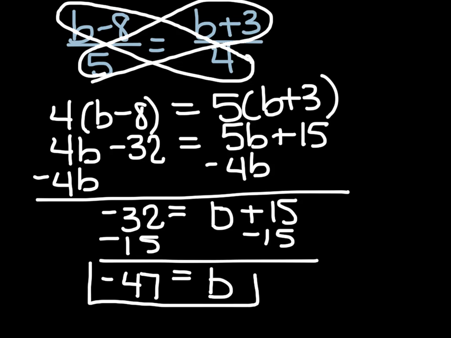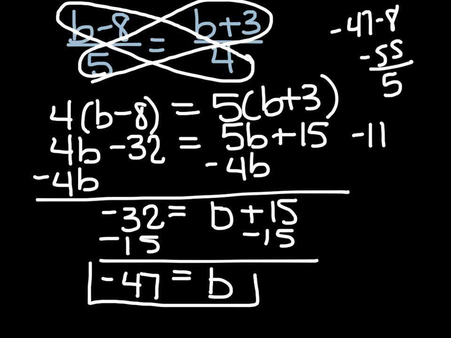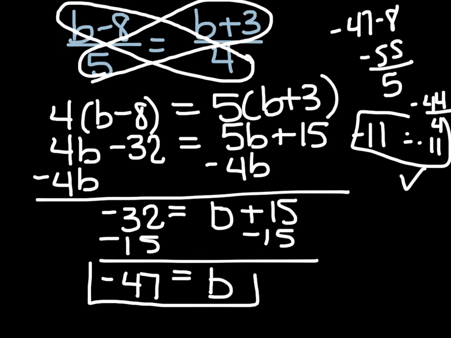And you could plug this in and check it. If you plugged in negative 47 minus 8, you would get negative 55, and that's over 5. If you simplify that, you get negative 11. On the right side, if you plug in negative 47 plus 3, you get negative 44. And negative 44 divided by 4 is negative 11. So there you have checked your solution, and you know that your answer is right.